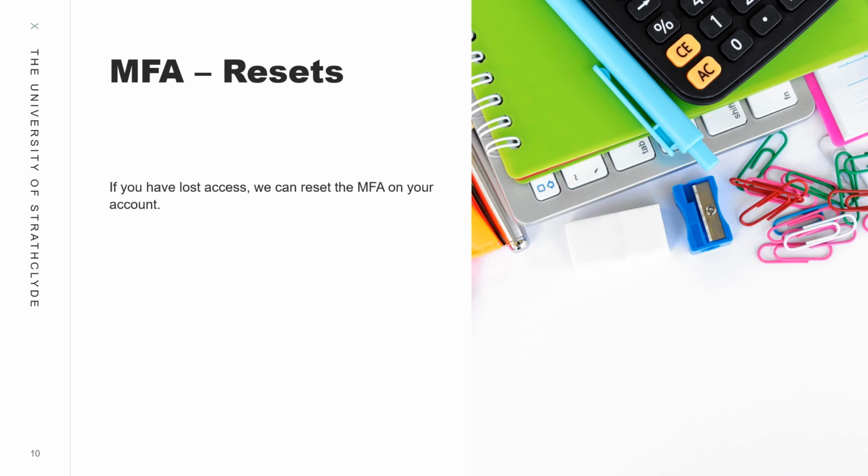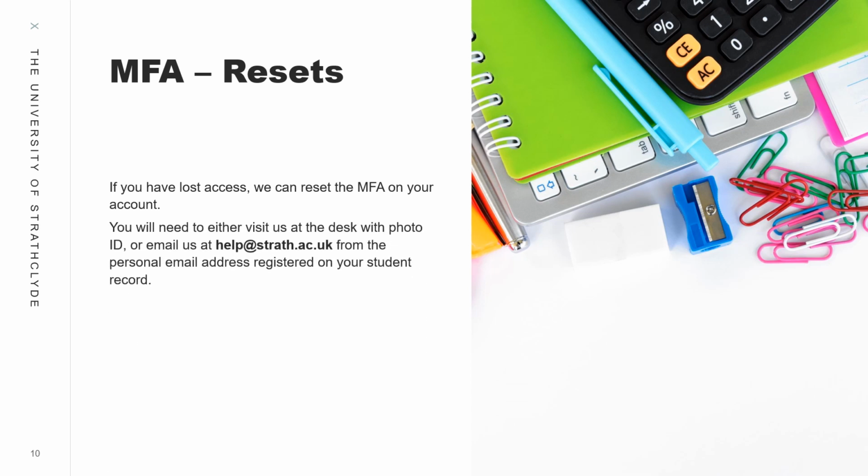If you have lost access to your MFA method, we can also reset the MFA on your account, although we can only do this during inquiry service hours, so it may be less convenient for you. You will have to either visit us at the inquiry desk in the library with photographic ID, or you need to email us at help@strath.ac.uk, but you must email us from the personal email address that we have recorded for you on your student record so that we can verify it is yourself.